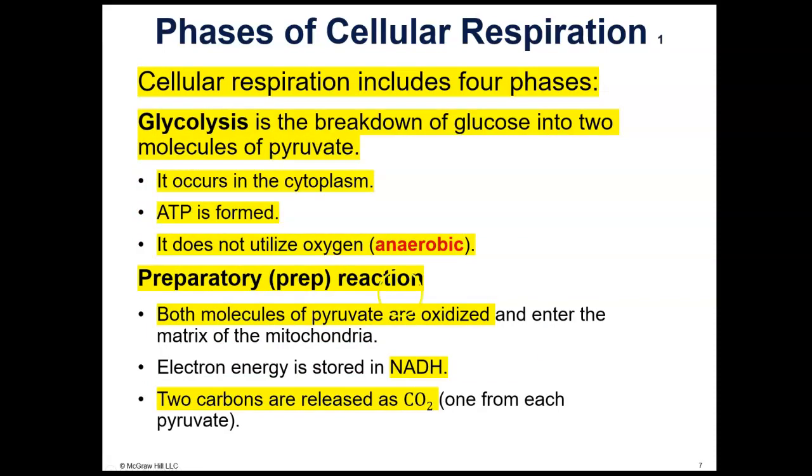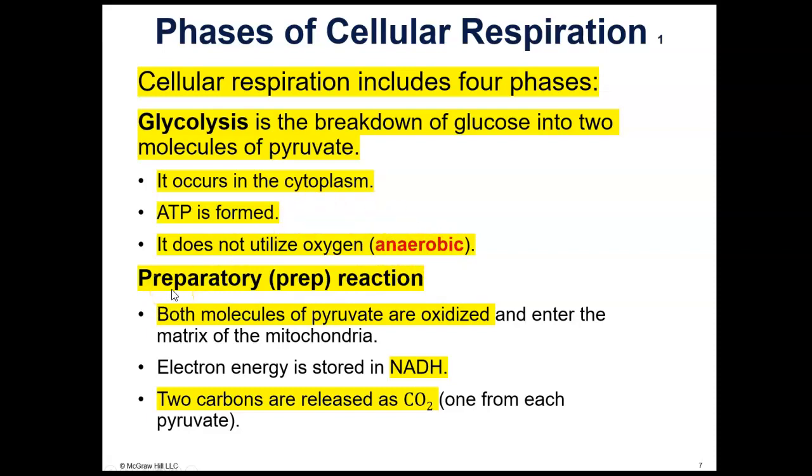So an overview is that glycolysis is the breakdown of glucose into 2 molecules of pyruvate. It occurs in the cytoplasm. The rest of the 4 phases occur in the mitochondria. So glycolysis occurs in the cytoplasm. It produces a small amount of ATP, but it does not utilize oxygen, so glycolysis is an anaerobic reaction. It's the only one of the 4 phases that is anaerobic.